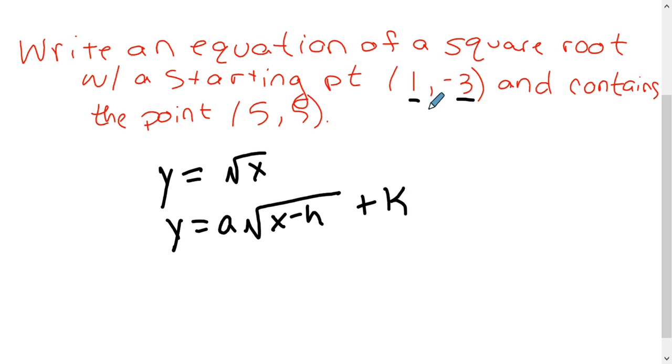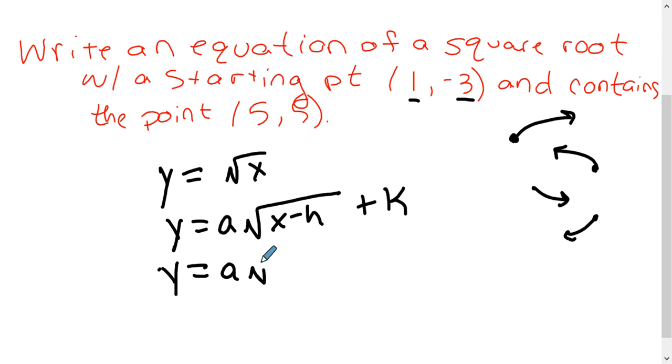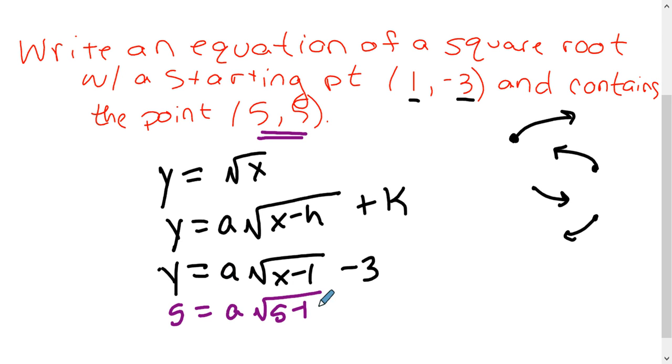So the locator point for all square root functions is your starting point, because the square root function starts and goes like this, or goes this direction, or reflected. So those are kind of the 4 different options for a square root. So I put my h and k in. So y equals a square root of x minus 1, and then plus k, so minus 3. And then the last thing I have to do is substitute in my coordinate point. Just like always, when I have one parameter left to solve for, I plug in my point and I solve for a. So 5 equals a times the square root of 5 minus 1, minus 3.